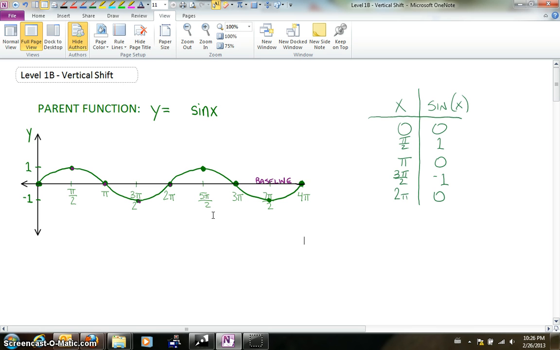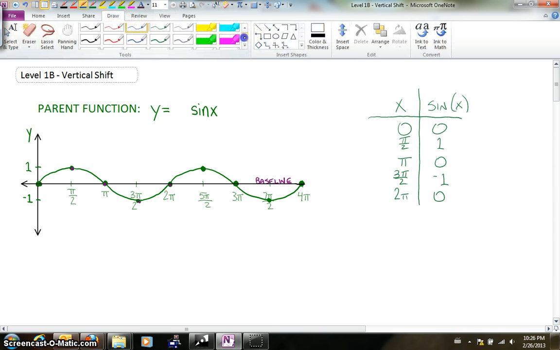We are now going to talk a little bit about what happens when there's a vertical shift in our sine and cosine graphs. They're going to move up and down based on a certain number in the function.